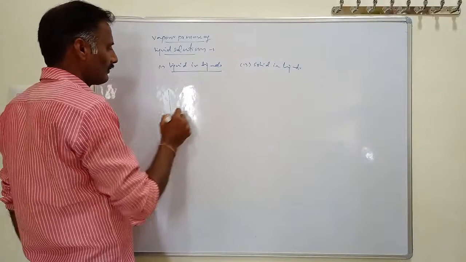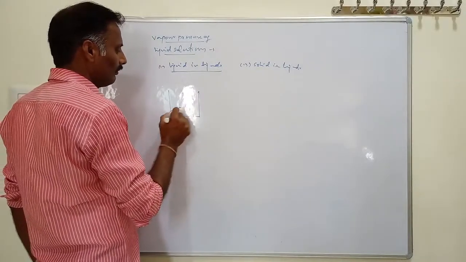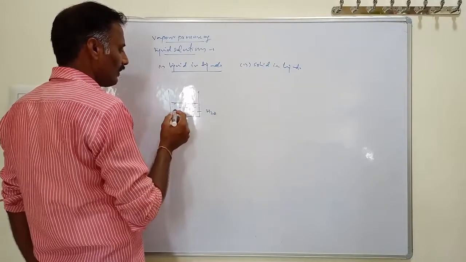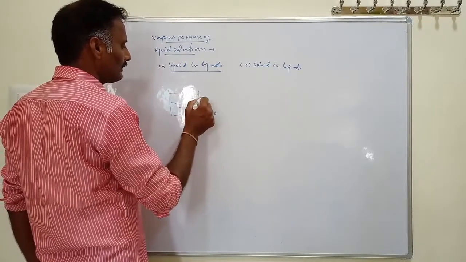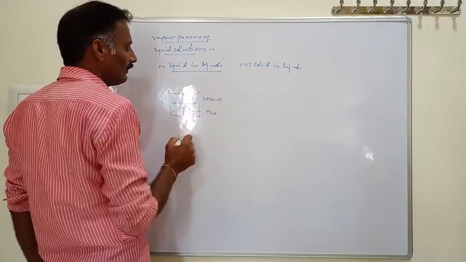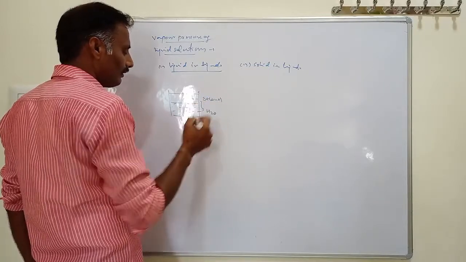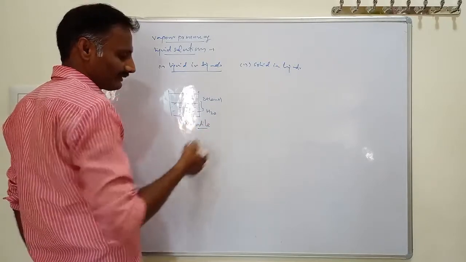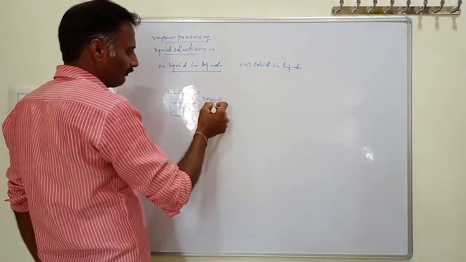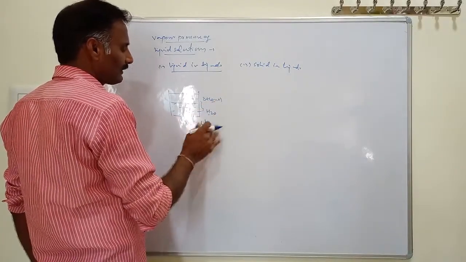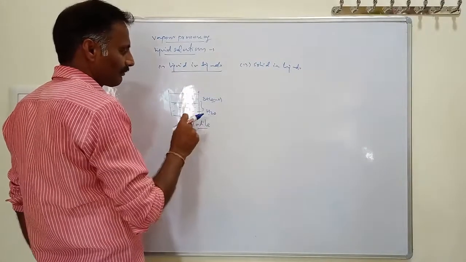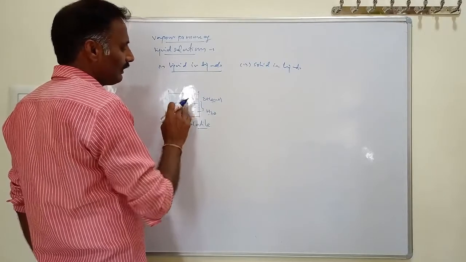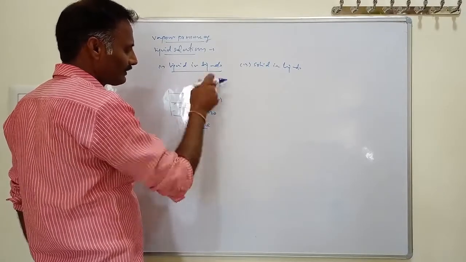For example, water is one of the liquids, and one more liquid is ethanol, ethyl alcohol. Ethanol and water are called volatile liquids. Volatile means they vaporize. Ethanol is volatile and water is also volatile. This type of solution, where the solute is liquid and the solvent is also liquid, is called liquids in liquids.